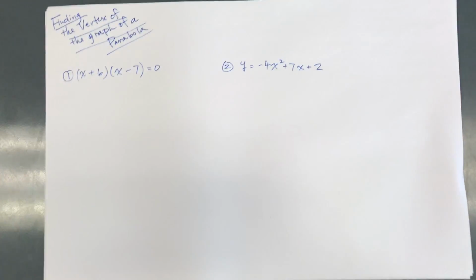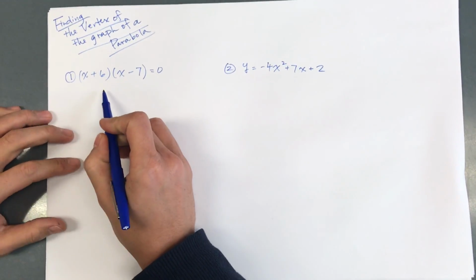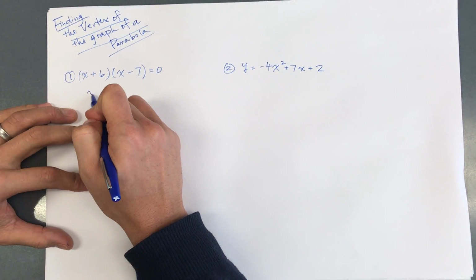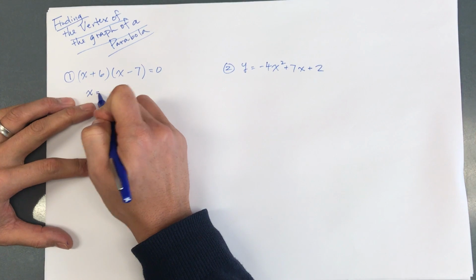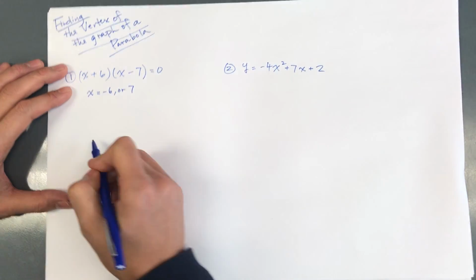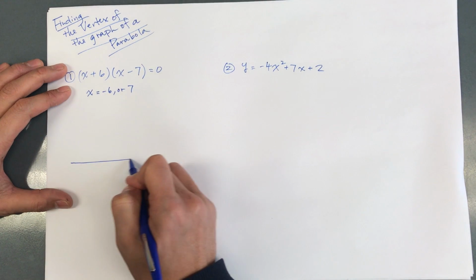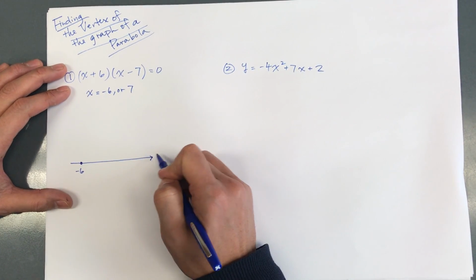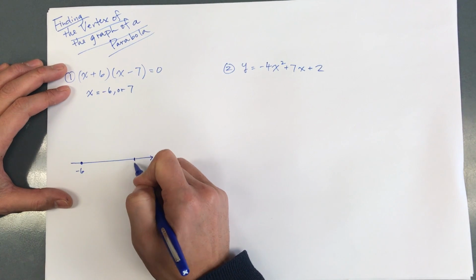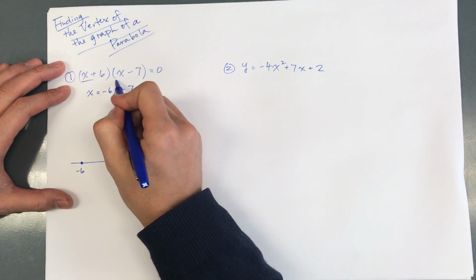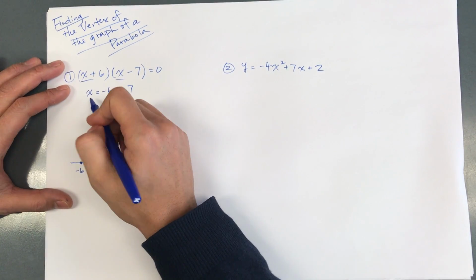Finding the vertex of the graph of a parabola. So let's look at this equation first. From here we know that the roots are going to be -6 and 7. That means we'll have a parabola that hits the x-axis at -6 and 7.